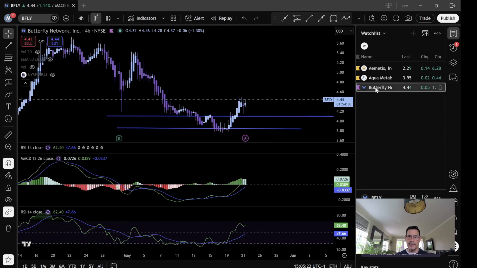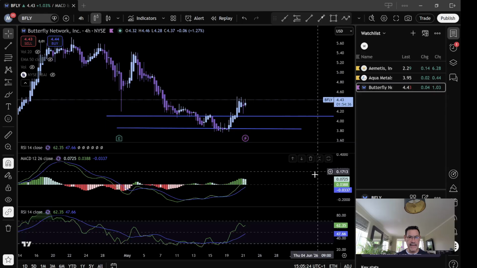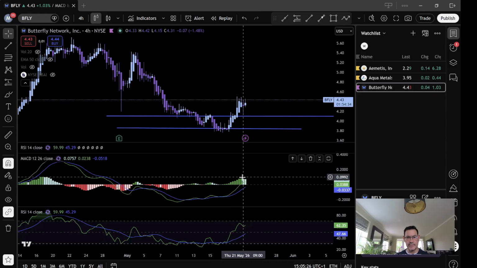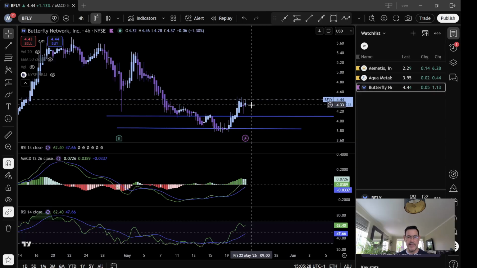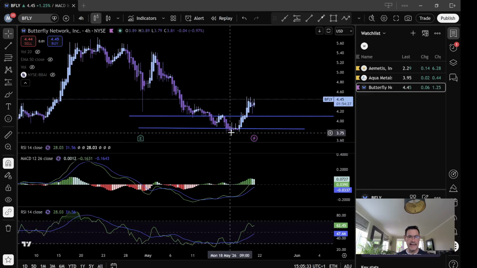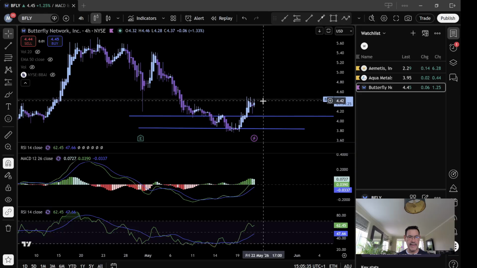And this is the last one, the butterfly. I moved this down previously, I think, but again, you can see it's lost its momentum here, so it probably wouldn't be a good stock to take. And again, you can see it here, the price action is leveling off.